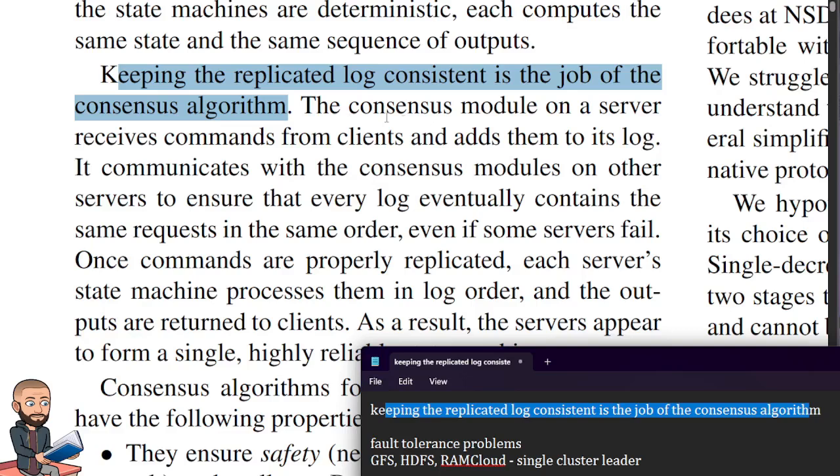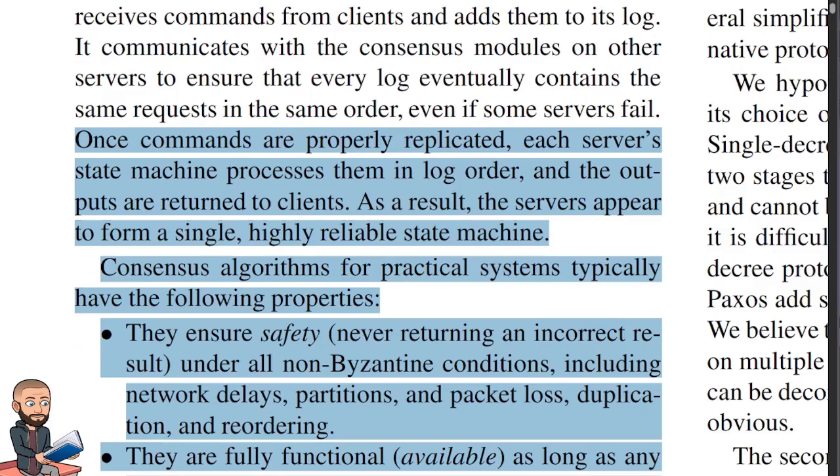The consensus module on a server receives commands from clients and adds them to its log. It communicates with the consensus modules on other servers to ensure that every log eventually contains the same requests in the same order, even if some servers fail. Once the commands are properly replicated, each server's state machine processes them in log order, and the outputs are returned to clients. As a result, the servers appear to form a single highly reliable state machine.